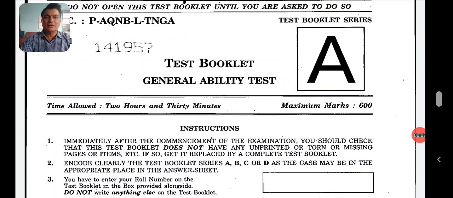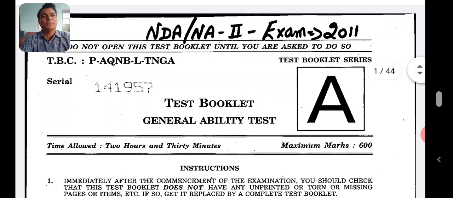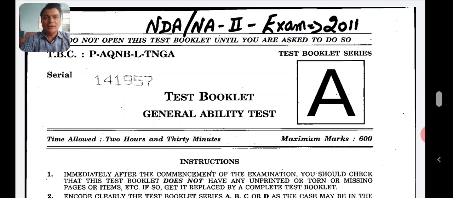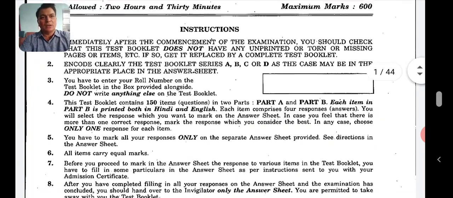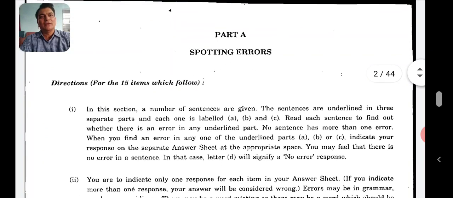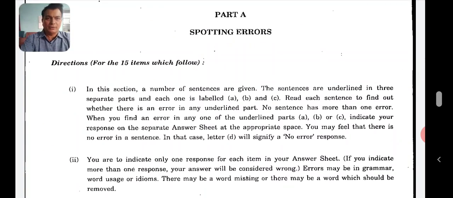Good morning, children. Let's discuss the GAT question paper of the UPSC. Very few days are left for your UPSC examination. So now we are going to take up the question paper of the year 2011, and it's going to be NDA or NA 2 question paper. So let's start. So the first question is on spotting errors.